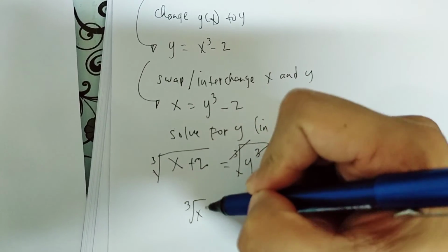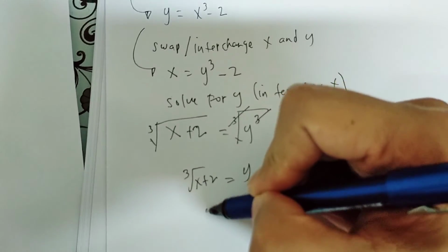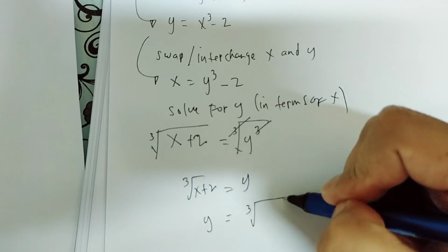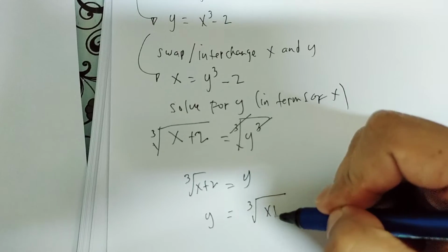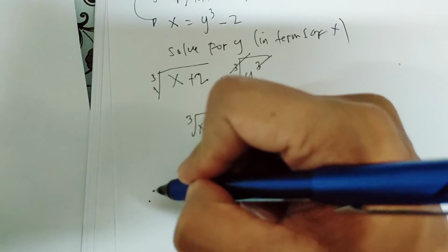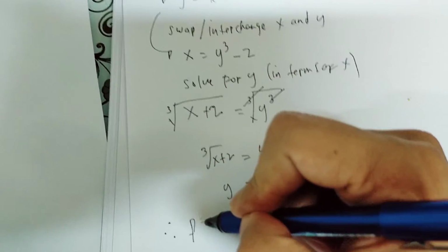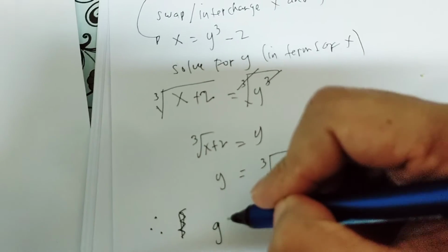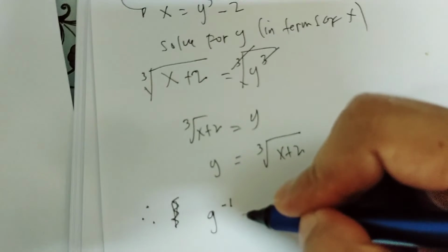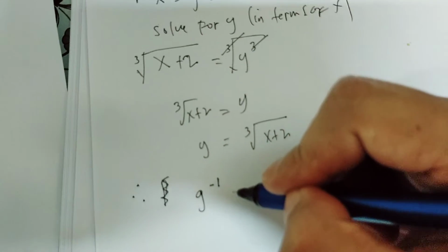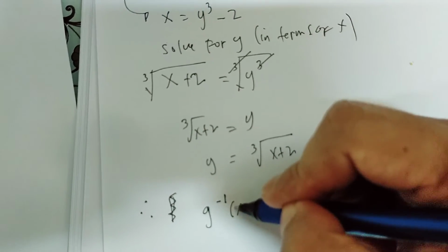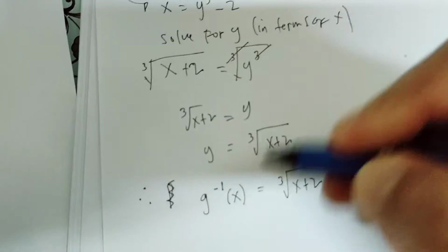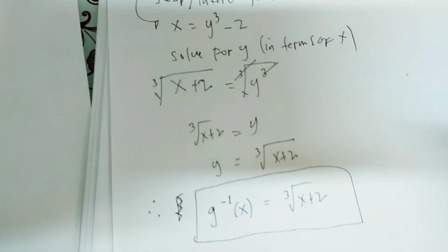Cube root of x plus 2. O, baliktarin natin. Pag parehong binaliktad, wala nang mag-change ng sign, no? Kasi parehong binaliktad. Y is equal to cube root of x plus 2. So, therefore, the inverse, g pala, g ang ginamit. Kasi g of x. So, the inverse, g raised to negative 1, it is the symbol for inverse. The inverse of g of x is equal to cube root of x plus 2. So, this is now your inverse.